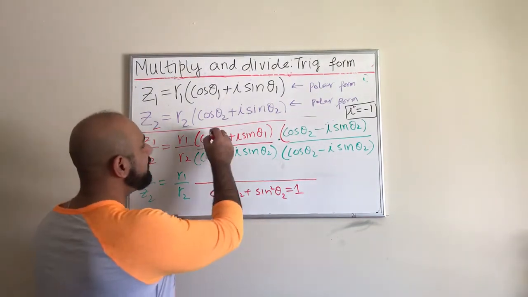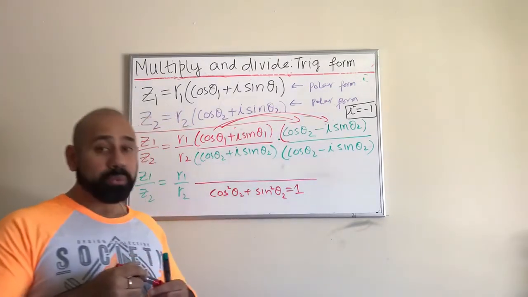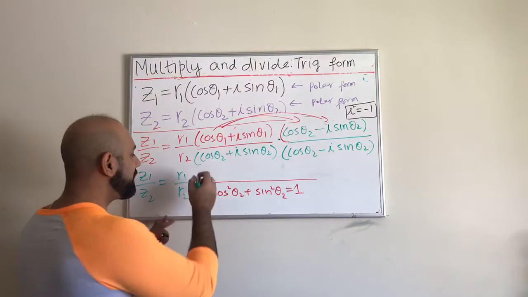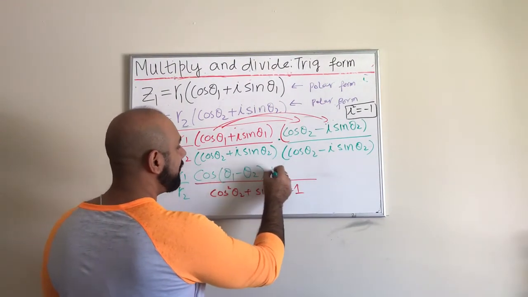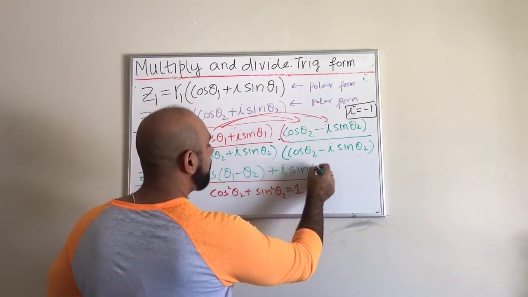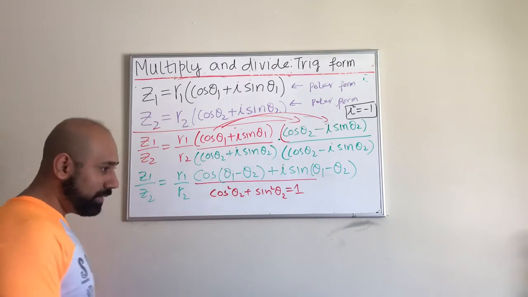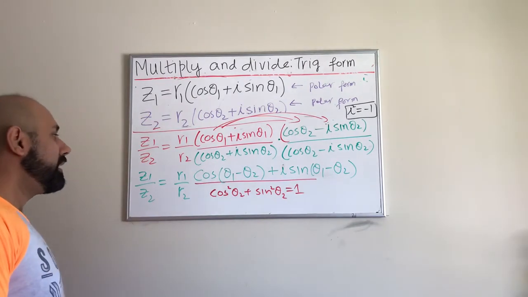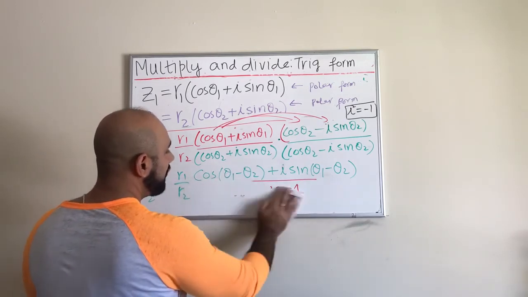And then, guys, when I distribute all this upstairs and simplify things, rearranging like we did when we multiplied, finally this is what we get: cosine of theta 1 minus theta 2, plus i times sine of theta 1 minus theta 2. Guys, this is exactly what we get. In the denominator, there is just 1, so I can already get rid of it. We don't have to write that information.